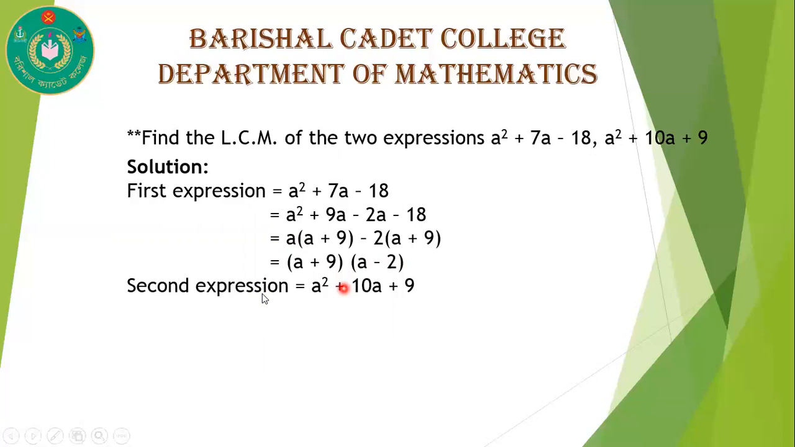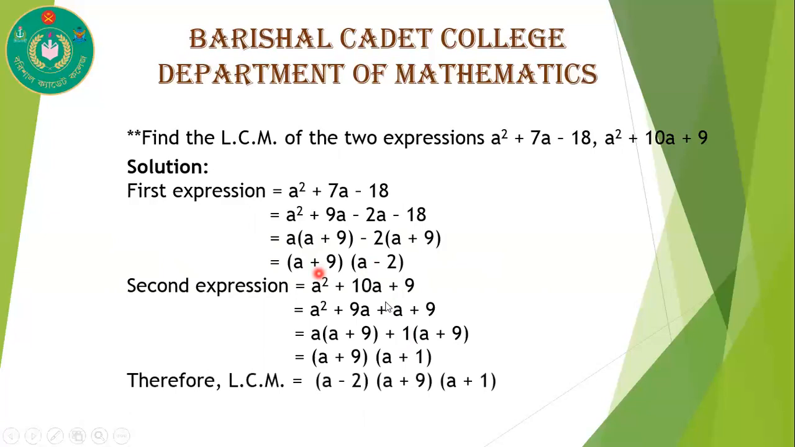The second expression, a square plus 10a plus 9. Applying the middle term method, we can write a square plus 9a plus a plus 9. Here a is a common term, so we can write a into a plus 9 plus 1 common, a plus 9. Here a plus 9 is common. Then we can write a plus 1. Therefore, the LCM is a minus 2, a plus 9, a plus 1.